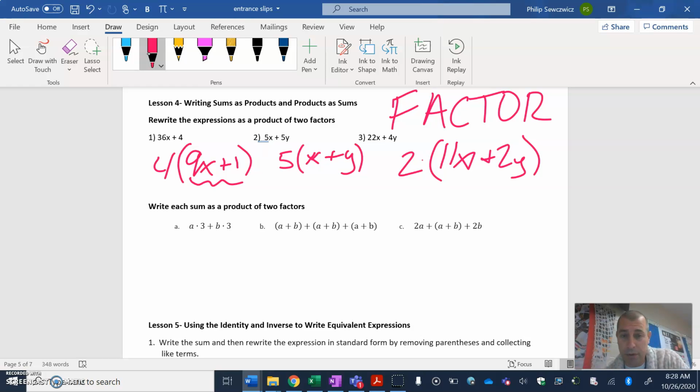But hey, if you see it differently, run with it. So let's simplify first. What's a times 3? Remember, we always write number first, letter second. And then what's b times 3? Yeah, 3b. Now let's factor.